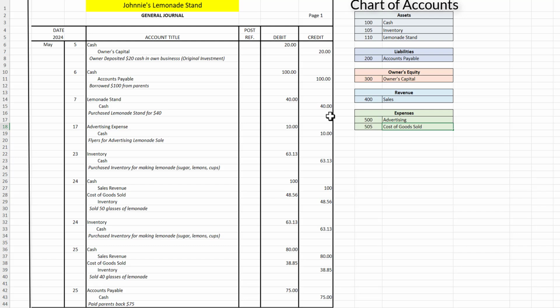The chart of accounts ensures that all entries are classified correctly and consistently. By organizing accounts in a logical manner, it makes it easier to summarize financial data.